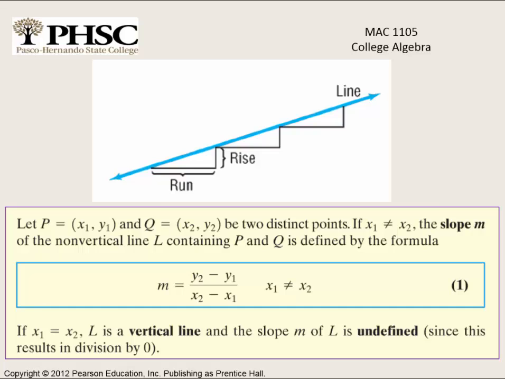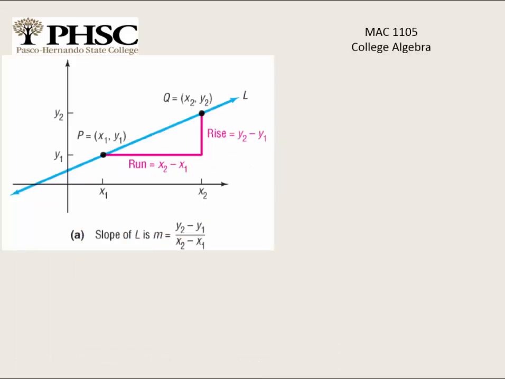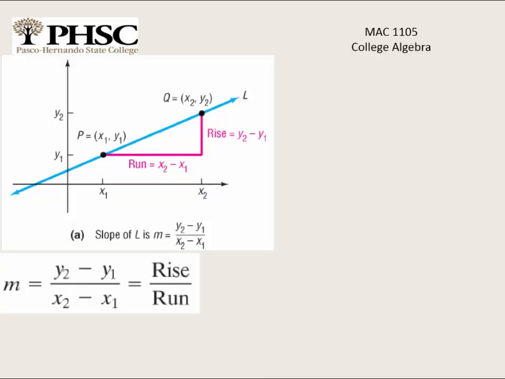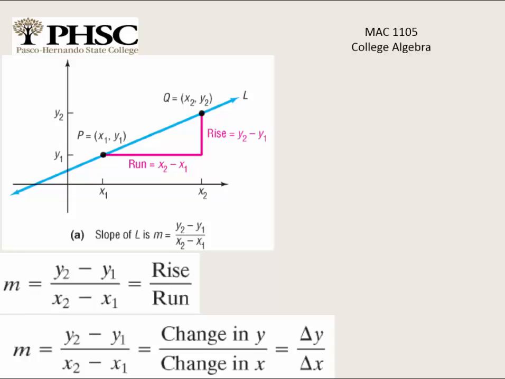Now, if in fact x1 equals x2, then L is a vertical line, and the slope m of this particular line would be undefined. So here's line L, and here are the points P and Q. The slope is rise over run. So when we do the slope, we're looking for the difference in the y coordinates divided by the difference in the x coordinates. Another way of thinking about it is the change in y divided by the change in x, or delta y divided by delta x.